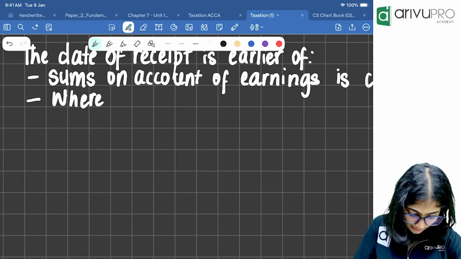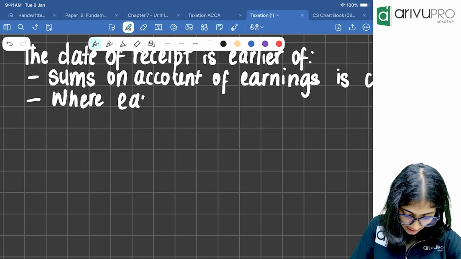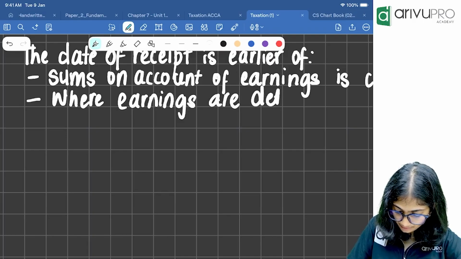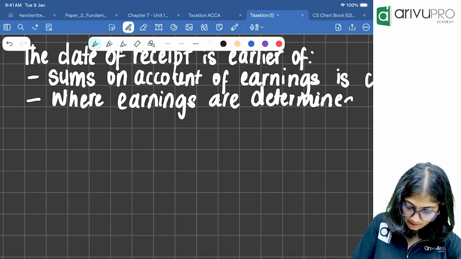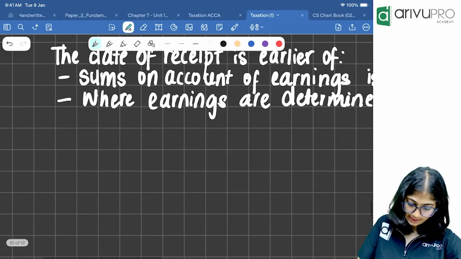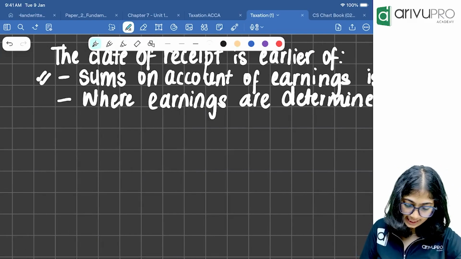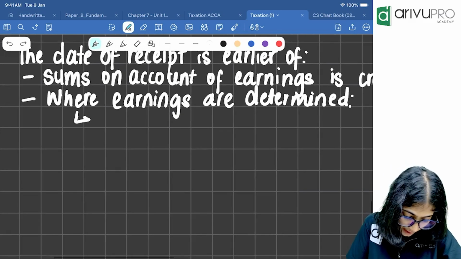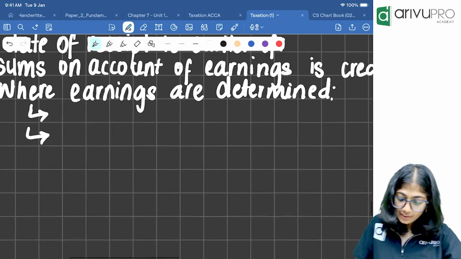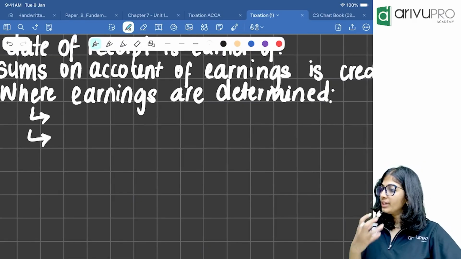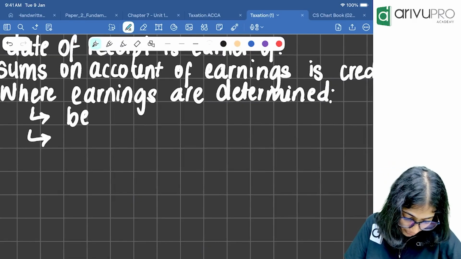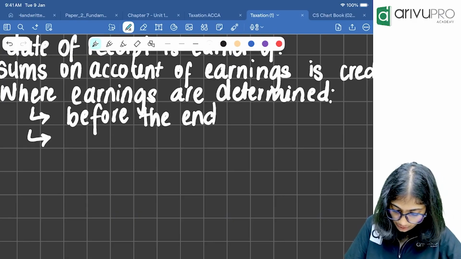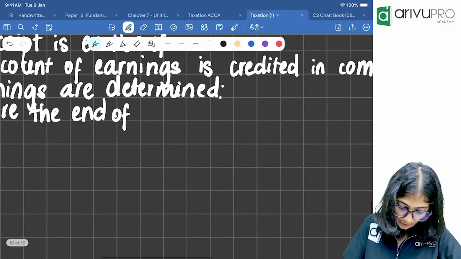Then that particular date of recording it, and then we have where earnings are determined. First is this date, okay? Second is where earnings are determined. Again, here we have two sub points. If earnings are determined, that is when earnings are calculated before the end of the period of account.